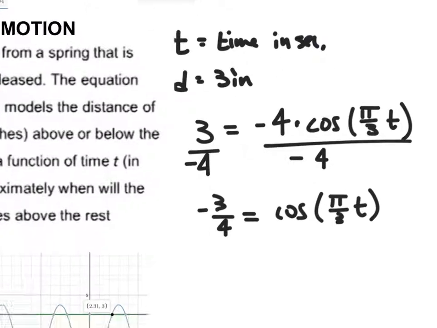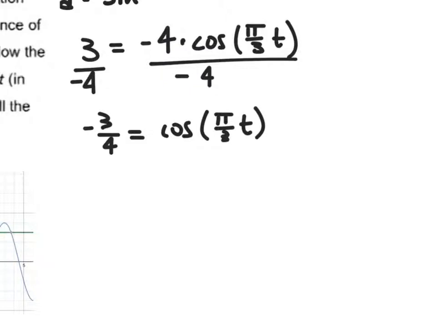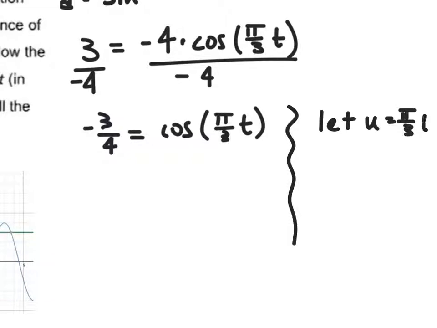Now, the next thing I want to do is a u substitution. I'm going to let u equal pi over 3t. The reason I do that is because I have an angle in here, and I have this variable that I'm multiplying by pi over 3. So I can't exactly solve this the way that I did in the first one. If I do a u substitution and plug that in, I can. So now I've got -3/4 is equal to cosine of u.